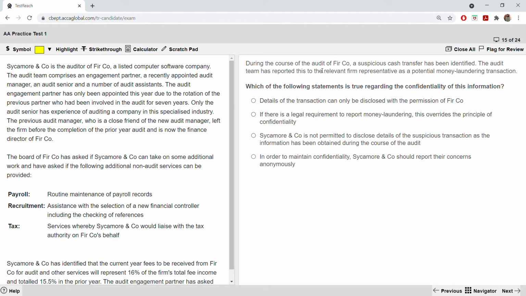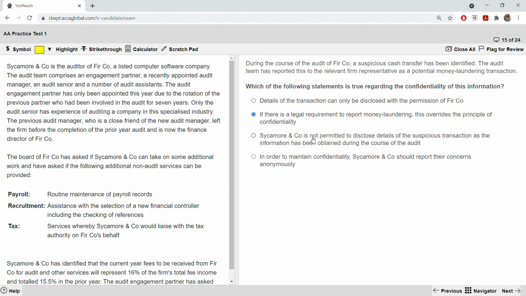During the course of the audit, a suspicious cash transfer has been identified. The audit team has reported this to the relevant firm representative as a potential money laundering transaction. Which of the following statements is true regarding the confidentiality of this information? Details of the transaction can only be disclosed with the permission of the client. This is money laundering. Remember, in a money laundering case, there is a different section for that. So it's not this. If there's a legal requirement to report money laundering, this overrides the principle of confidentiality. Yes.